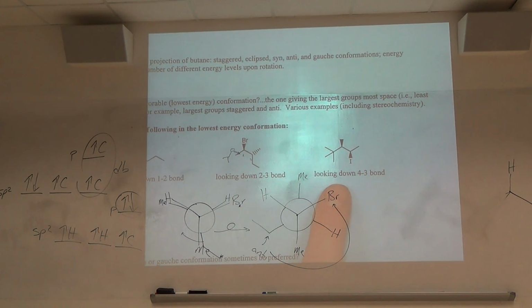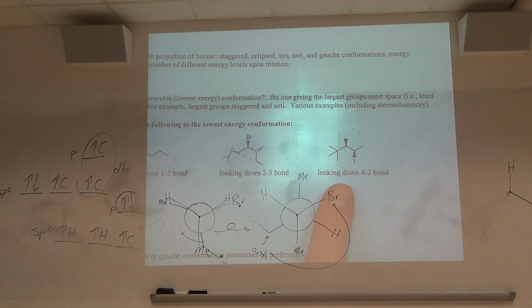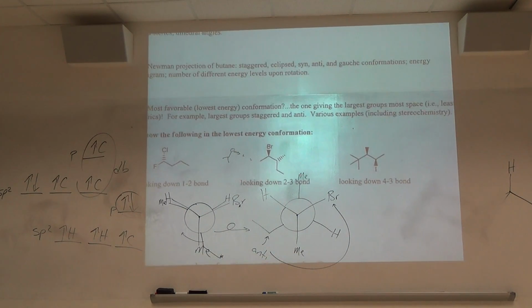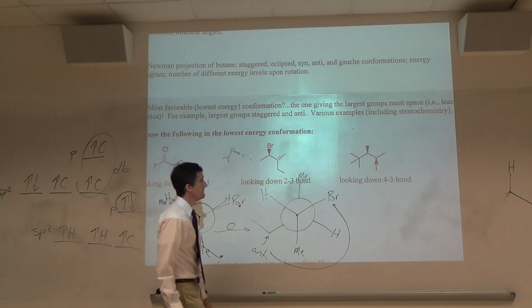Professor, what's the difference between eclipse and syn? Syn is where both of the biggest groups are on the same side, and they're eclipsed. Syn is a type of eclipse, whereas anti is actually a type of staggered. There was another question over here. The one on the end there, looking down 4-3.